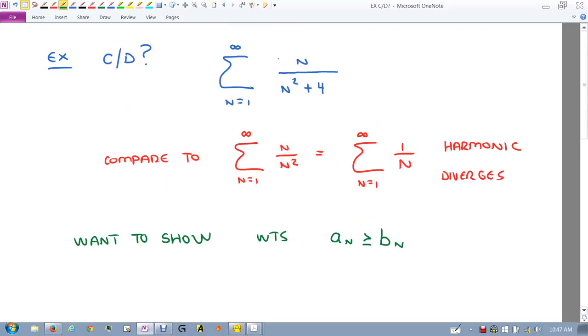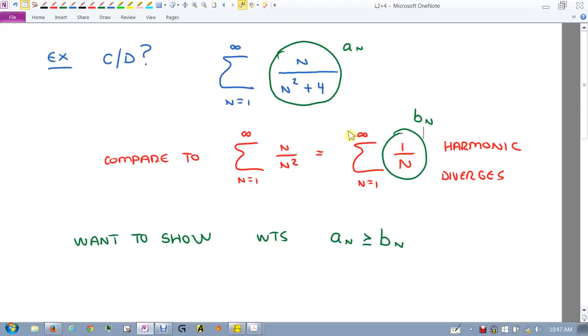The original one, that's this one up here. That's the one I'm going to be trying to figure out. That's A sub n. What's B sub n? 1 over n. This is B sub n. Now, for the comparison test to work, we have to make sure that both of these were positive. Are these both positive?